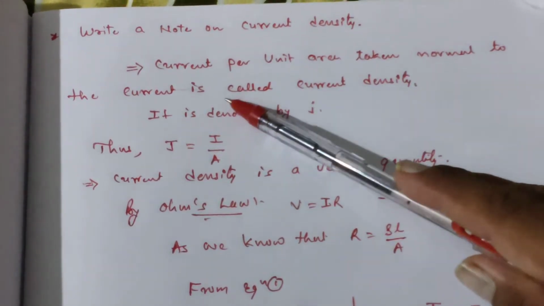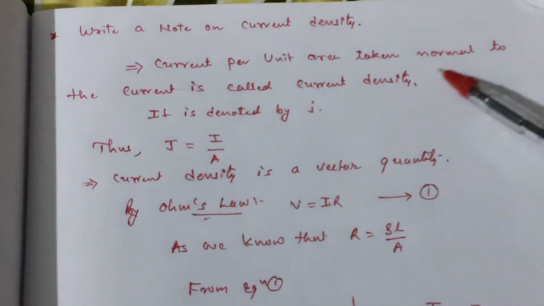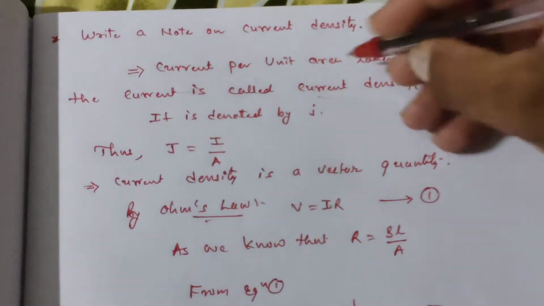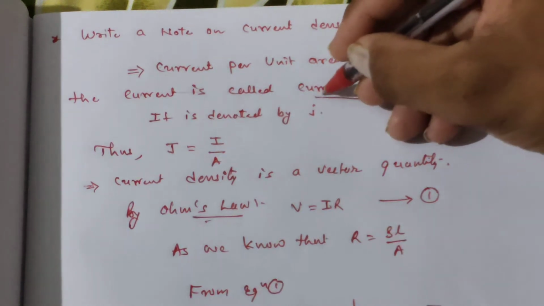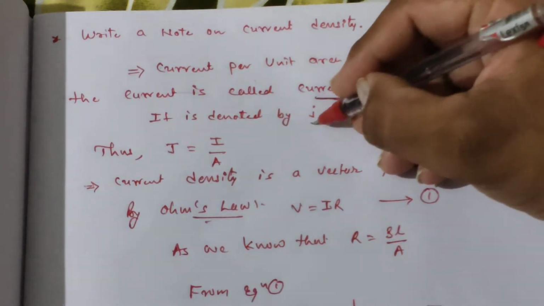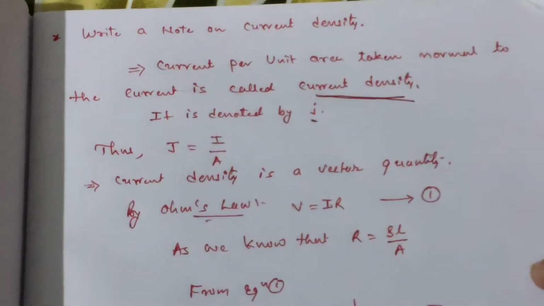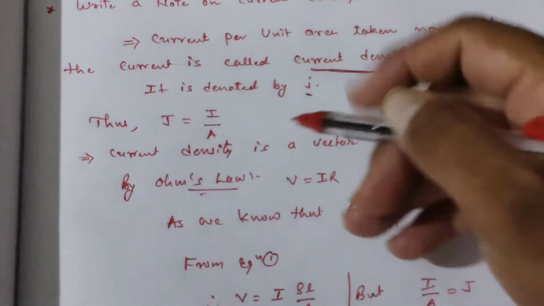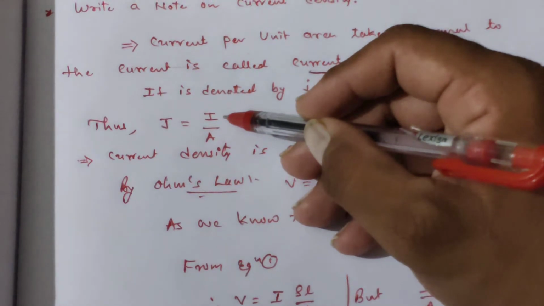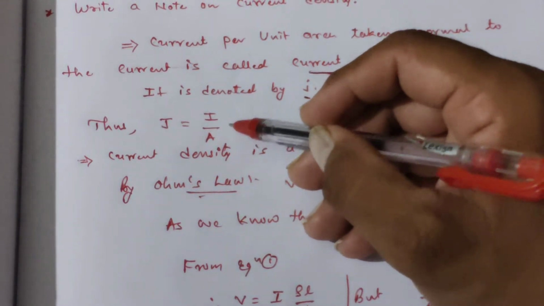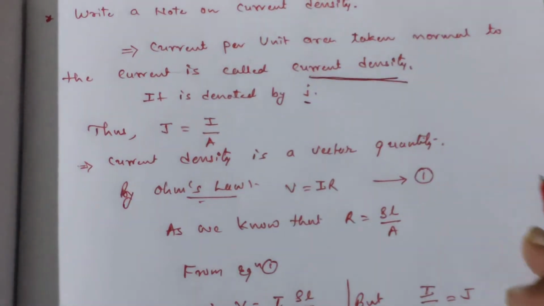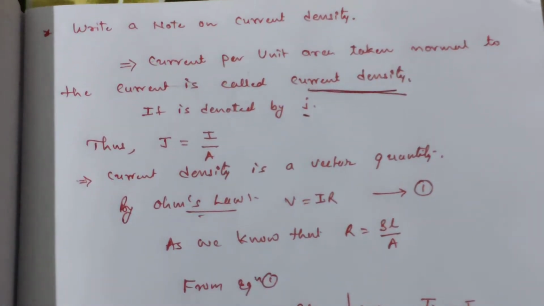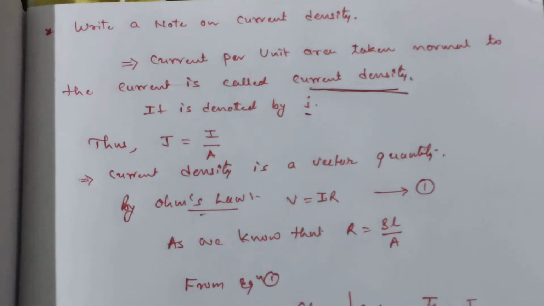As you know, current per unit area taken normal to the current is called current density. I think we discussed current density. It is denoted by J, capital J or small j, no problem. Basically current density is defined by J equal to I upon A. It means current per unit area. It's a vector quantity, so no need to worry about that. Now let's see how to solve.